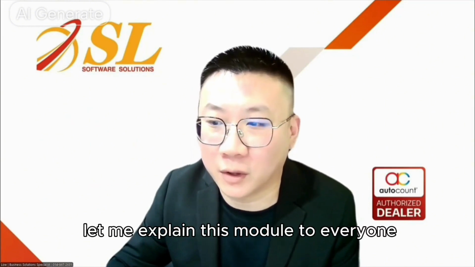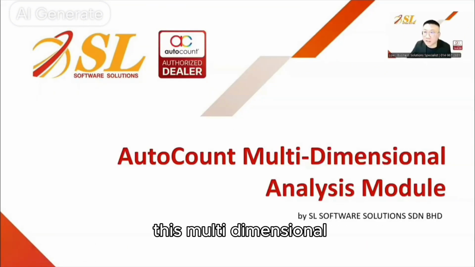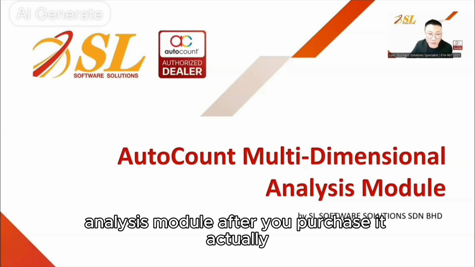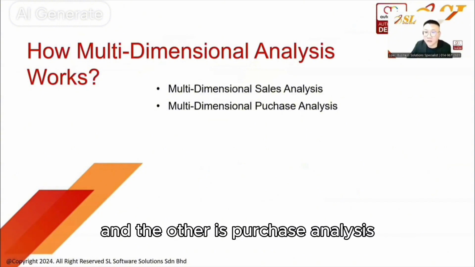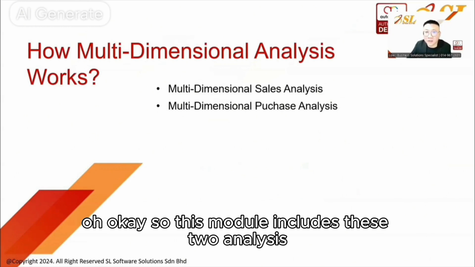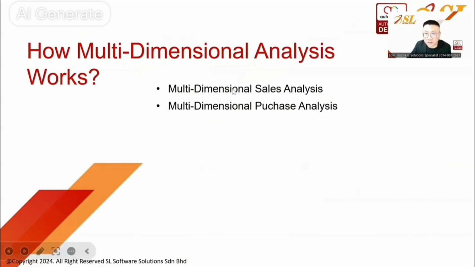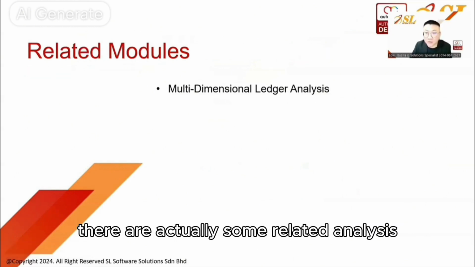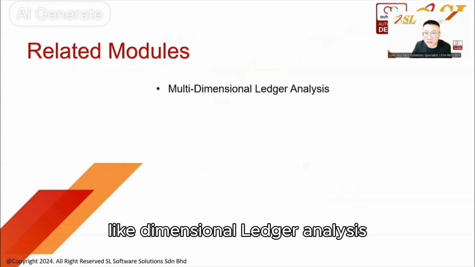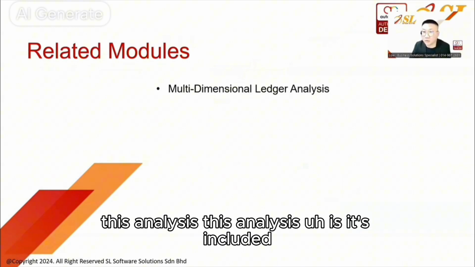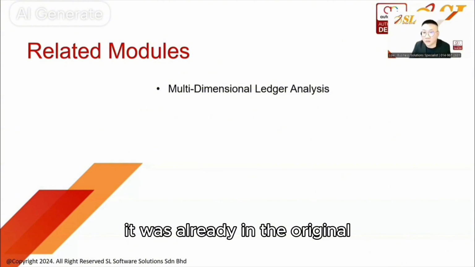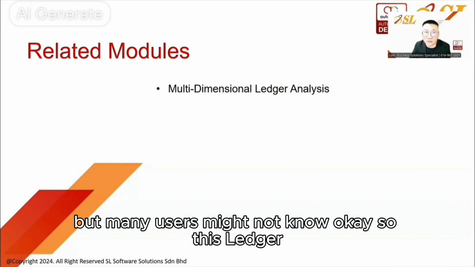Let me explain this module to everyone. After you purchase it, the multidimensional analysis module actually includes two main analyses: one is sales analysis and the other is purchase analysis. Besides these two, there are also some related analyses like dimensional ledger analysis, which is for accounting purposes. It's included, and it was already in the original, but many users might not know.